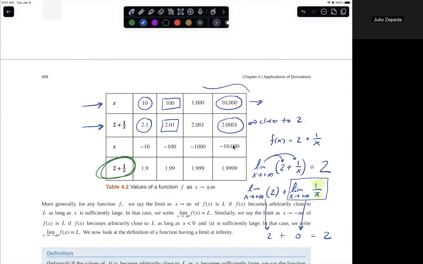It gets very tedious to plug in a bunch of points. And so what we can do is just take a look at the behavior of each of the pieces of this function. And the second one goes to 0. Okay, and just to show that the function, let's say g of x equals 1 over x, this goes to 0 as x goes to infinity. We can just view this one on its own.